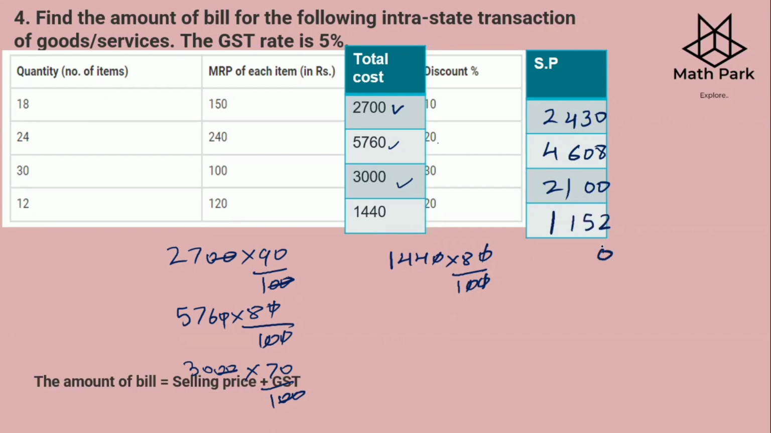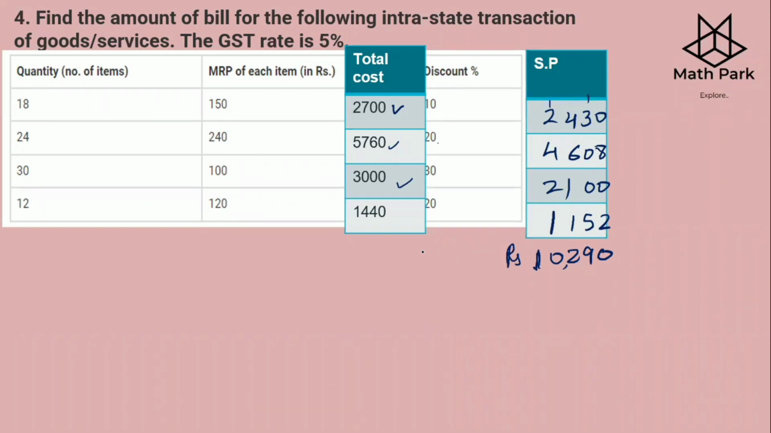8 plus 2, 10, carry 1. 3 plus 1, 4, plus 5, 9. 4 plus 6, 10 plus 1, 11 plus 1, 12, carry 1. 2 plus 1, 3 plus 4, 7 plus 2, 9 plus 1, 10. So 10,290 is the total selling price.